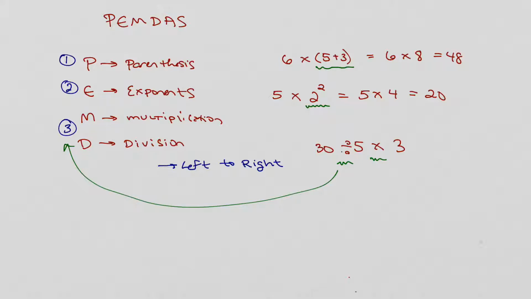If I look at it from left to right, I'll do the 30 divided by 5 part first, which will lead me to a 6. And then I'm left with 6 times 3, which gives me my 18. So since they both have the same level of importance, I would do this one first and this one second as we're reading them left to right. Okay?